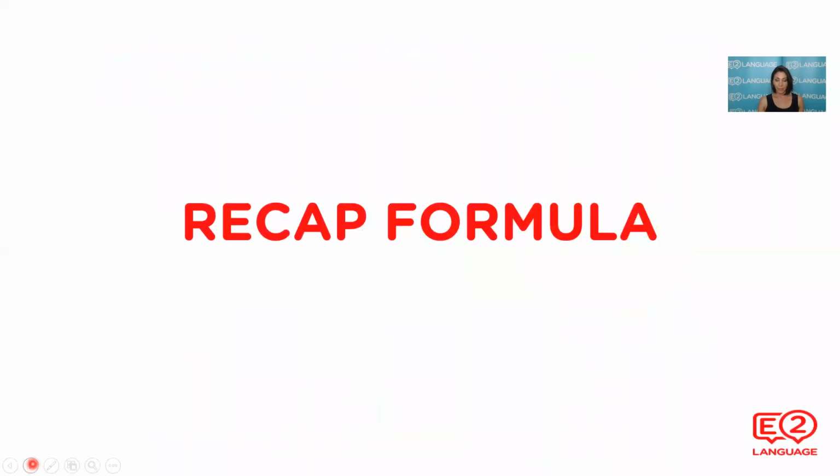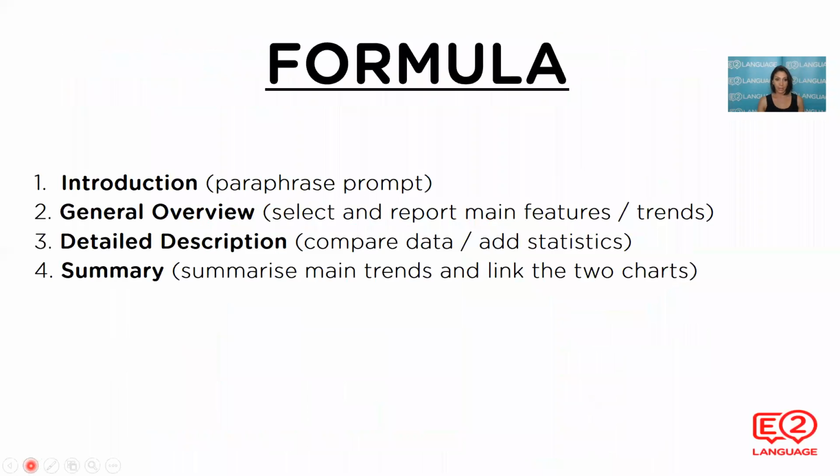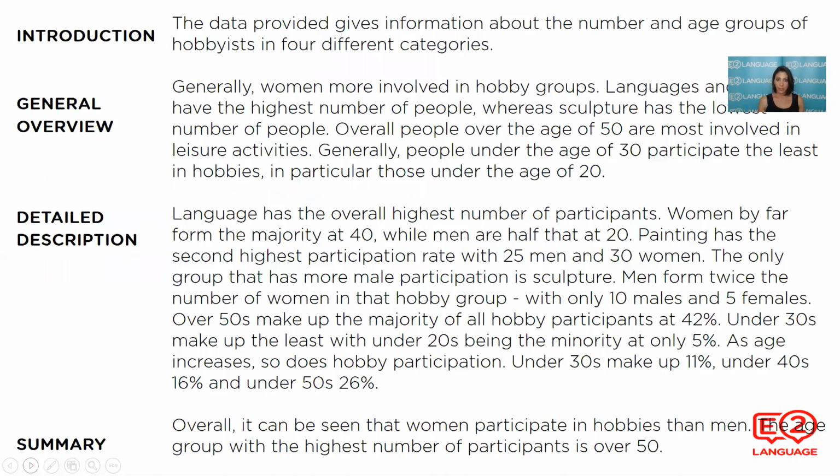Just to review the formula, we have covered this at length, but I'll go through it again quickly. You'll want to write your response to this task in 4 parts. Your introduction, where you paraphrase the prompt or the description of the chart. Your second paragraph is a general overview. This is where you choose the most relevant trends or features and report on them. The detailed description is the third paragraph. This is where you add the statistics and do your detailed comparison. And the final sentence is a summary where you summarize the main trends and link the 2 charts. So here's an example.